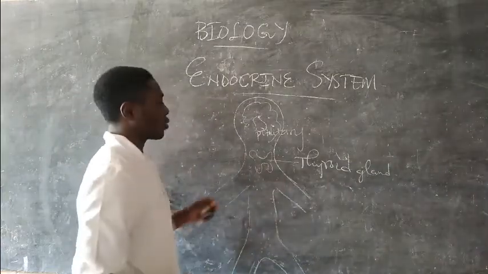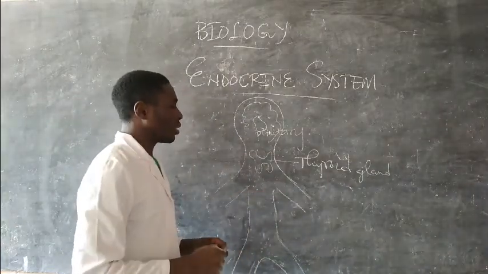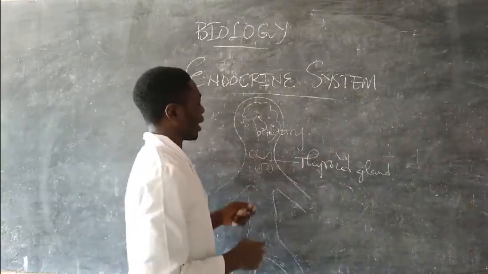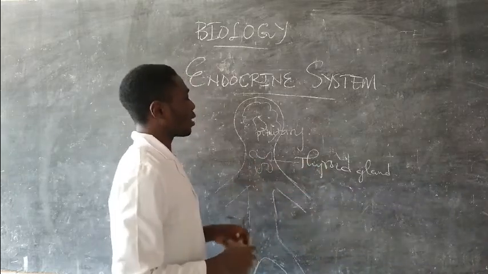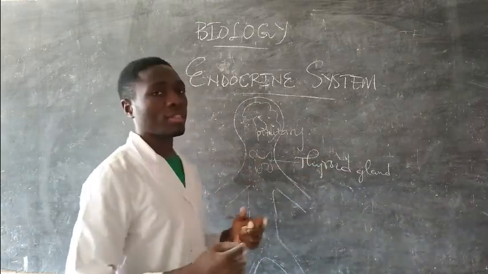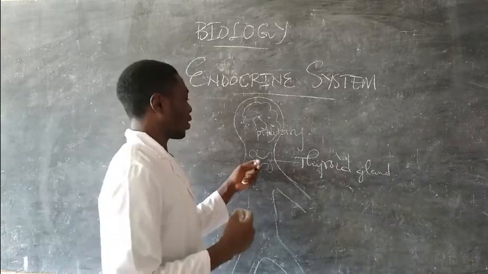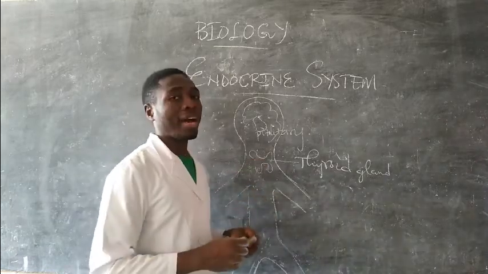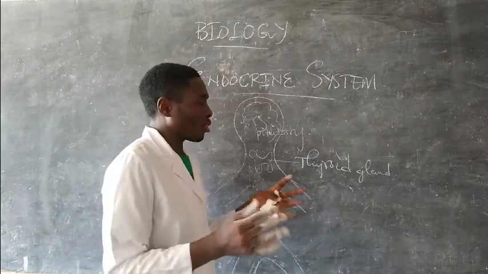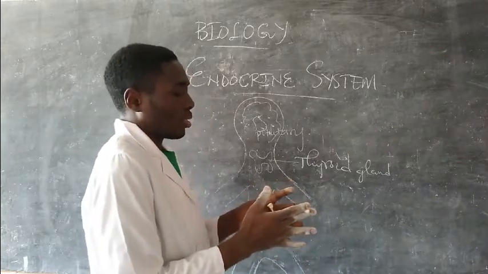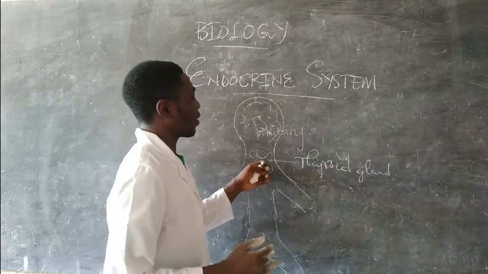Okay, it helps to secrete the hormone thyroxine, and also calcitonin. Then just behind the thyroid gland, we have four or six very small glands that are attached to, but not joined to it. That we call the parathyroid gland. Parathyroid, para, beside the thyroid gland.